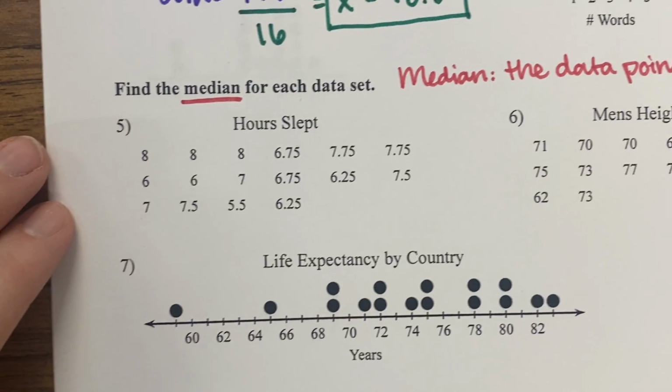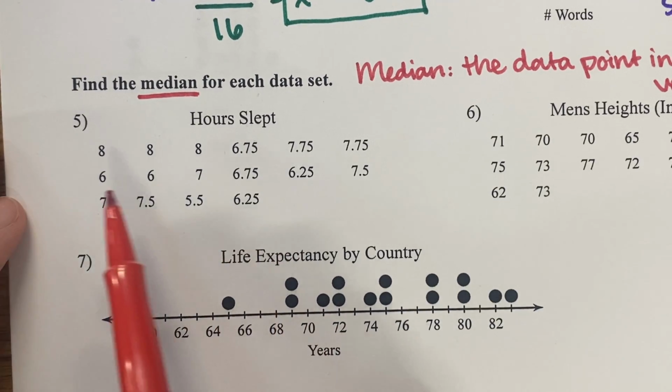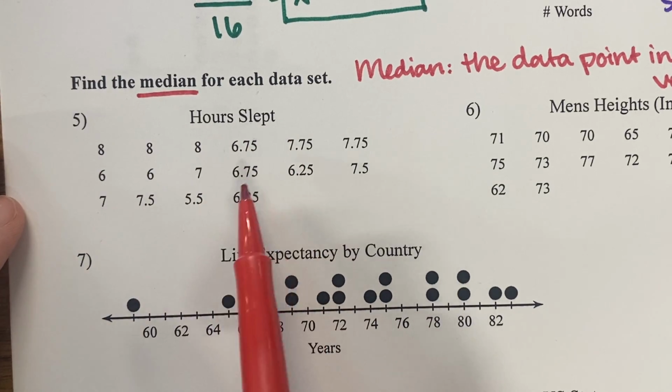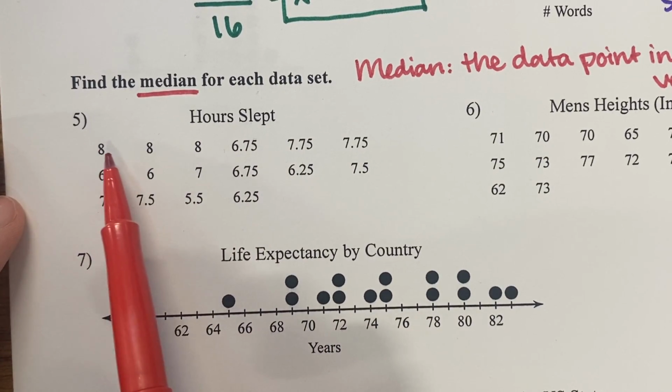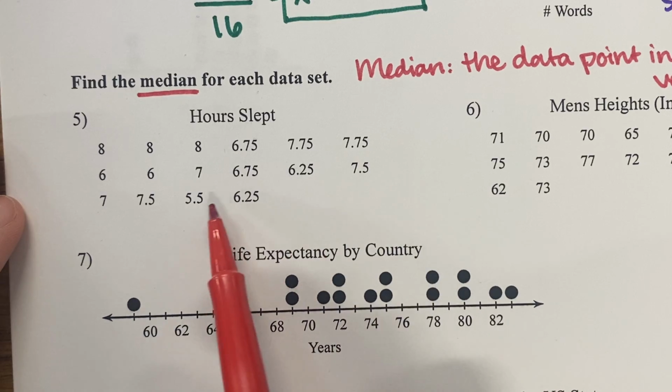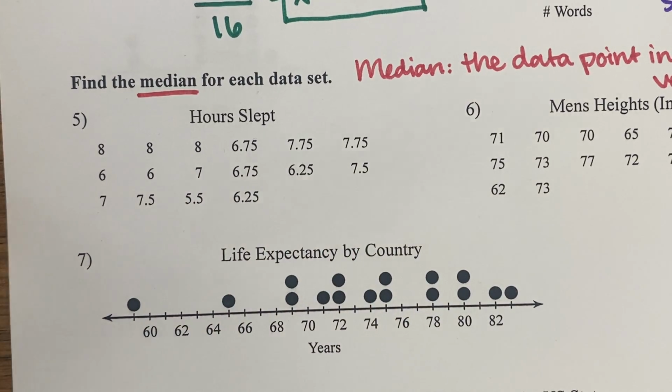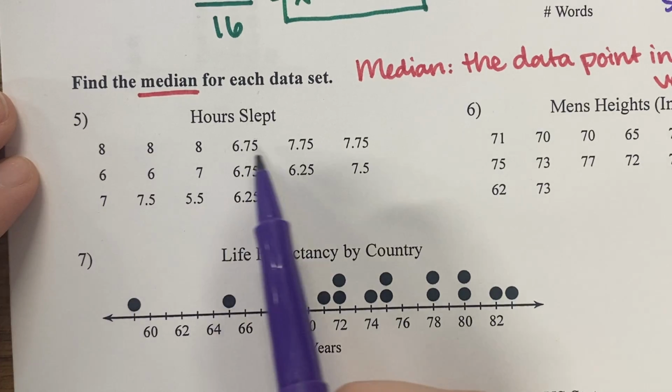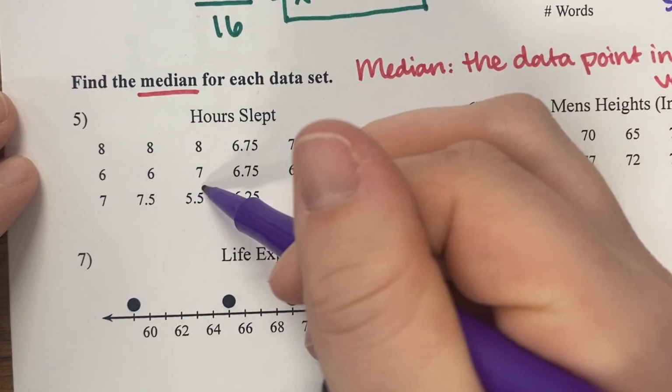Okay, so let's go ahead and look at number 5. So this is telling us our hours slept. So I see that it starts with 8, and then I have some 6.5s. I even have a 5.5. So we're going to have to list this in numerical order first. Okay, so let's just start listing it. I'm going to cross off the numbers as I come to them. Okay, I see that my lowest number is 5.5.